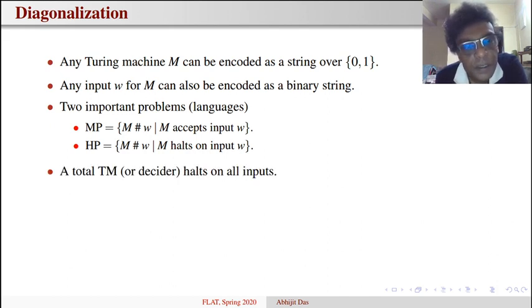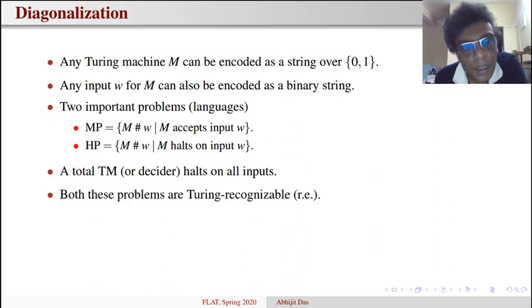Now, we have defined a Turing machine to be a decider or a total Turing machine if it halts on all inputs. As you can see, this membership problem and the halting problem are both Turing recognizable or recursively enumerable, because a Turing machine can emulate the work of this machine M on input W and accept if M accepts W or halts on W, depending upon which problem you are going to recognize.